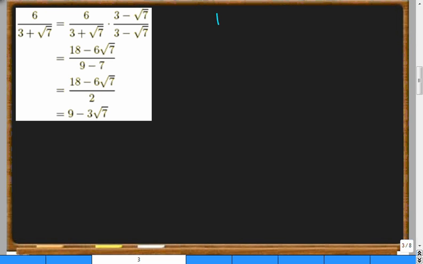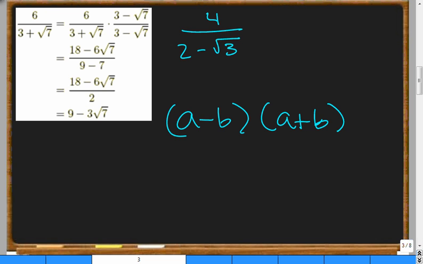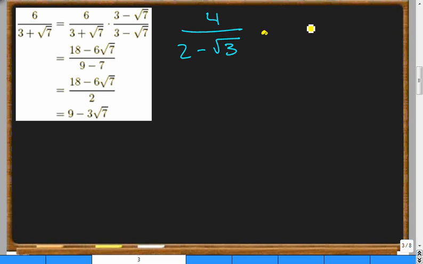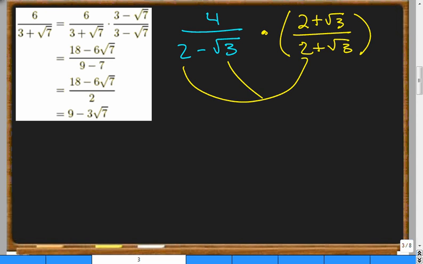So we'll say that we have 4 over 2 minus the square root of 3. Well, 2 minus the square root of 3 is like a minus b. We want to multiply by a plus b in order to get our a squared minus b squared, to get rid of those middle terms. So we are going to multiply this by 2 plus the square root of 3 over 2 plus the square root of 3. In this particular case, we square the first and subtract away the square of the last. The middle terms disappear altogether.